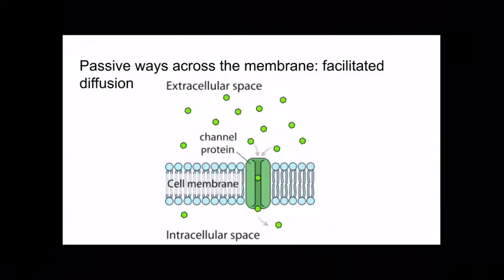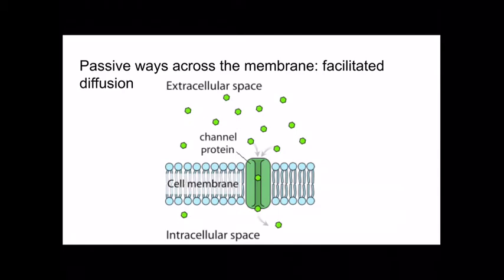So that's bulk flow. And then our last one is facilitated diffusion. Facilitated diffusion is diffusion of substances that need to pass through a channel protein to get across the cell membrane. They can't go through the phospholipid bilayer, but if the channels are open and available, then things will naturally flow from an area of higher concentration to an area of lower concentration. And that's what we see here.